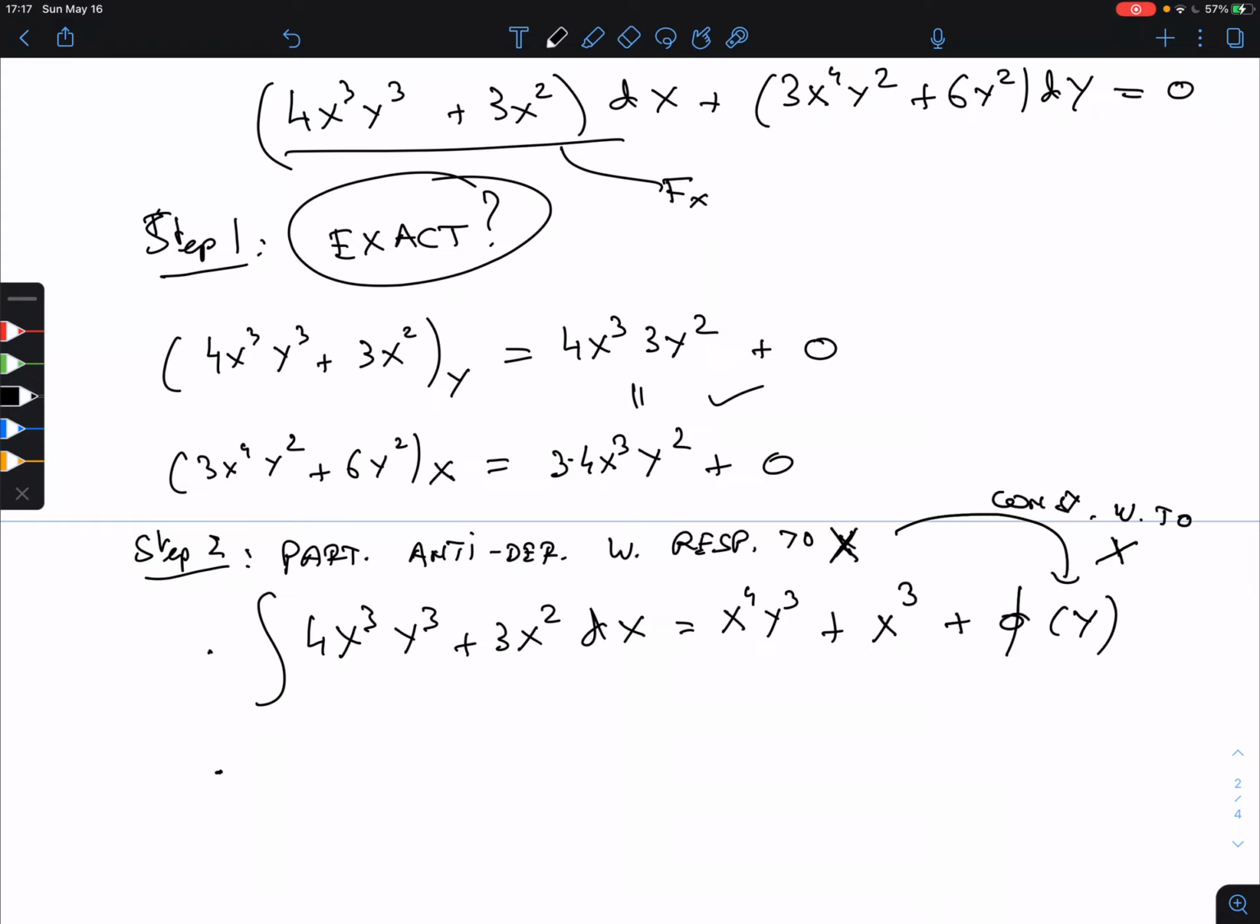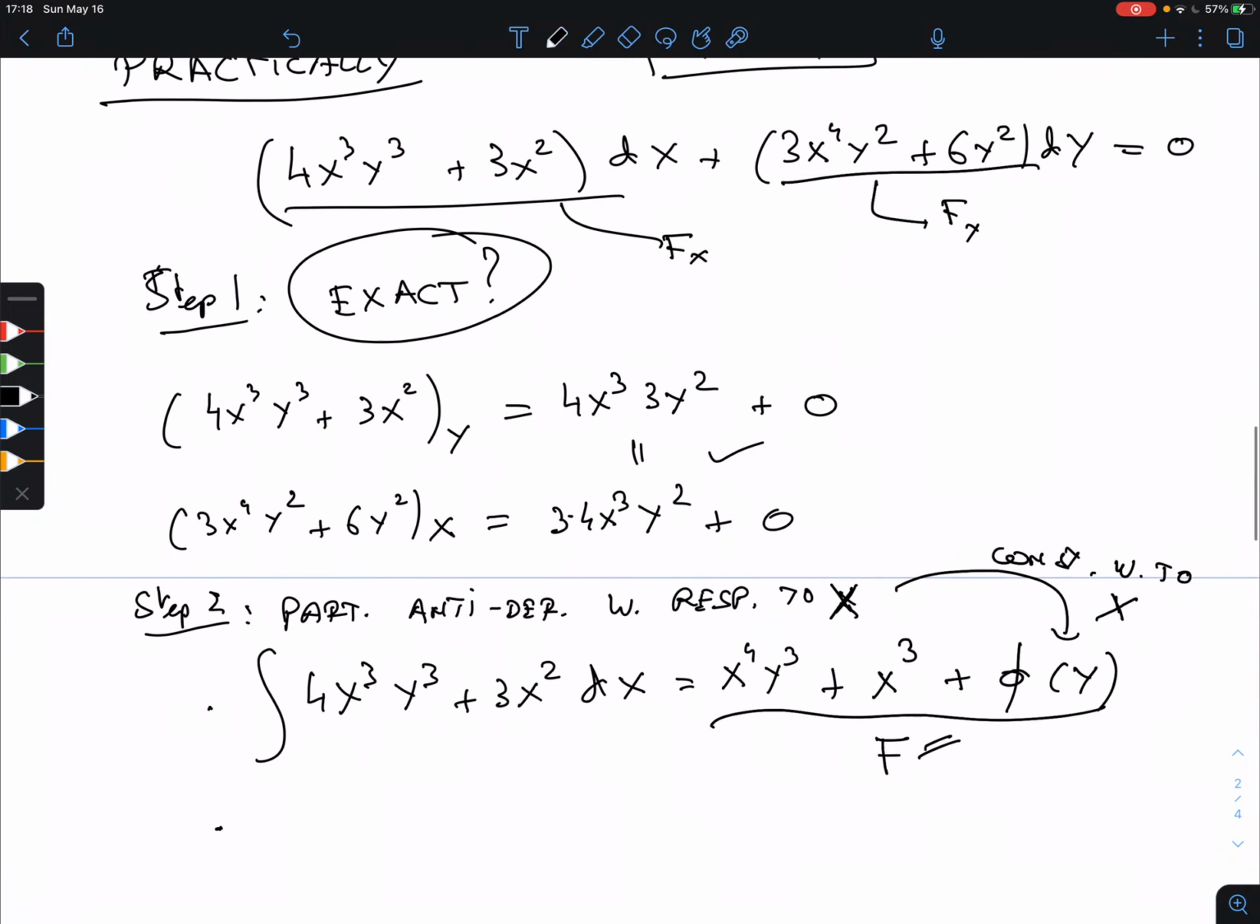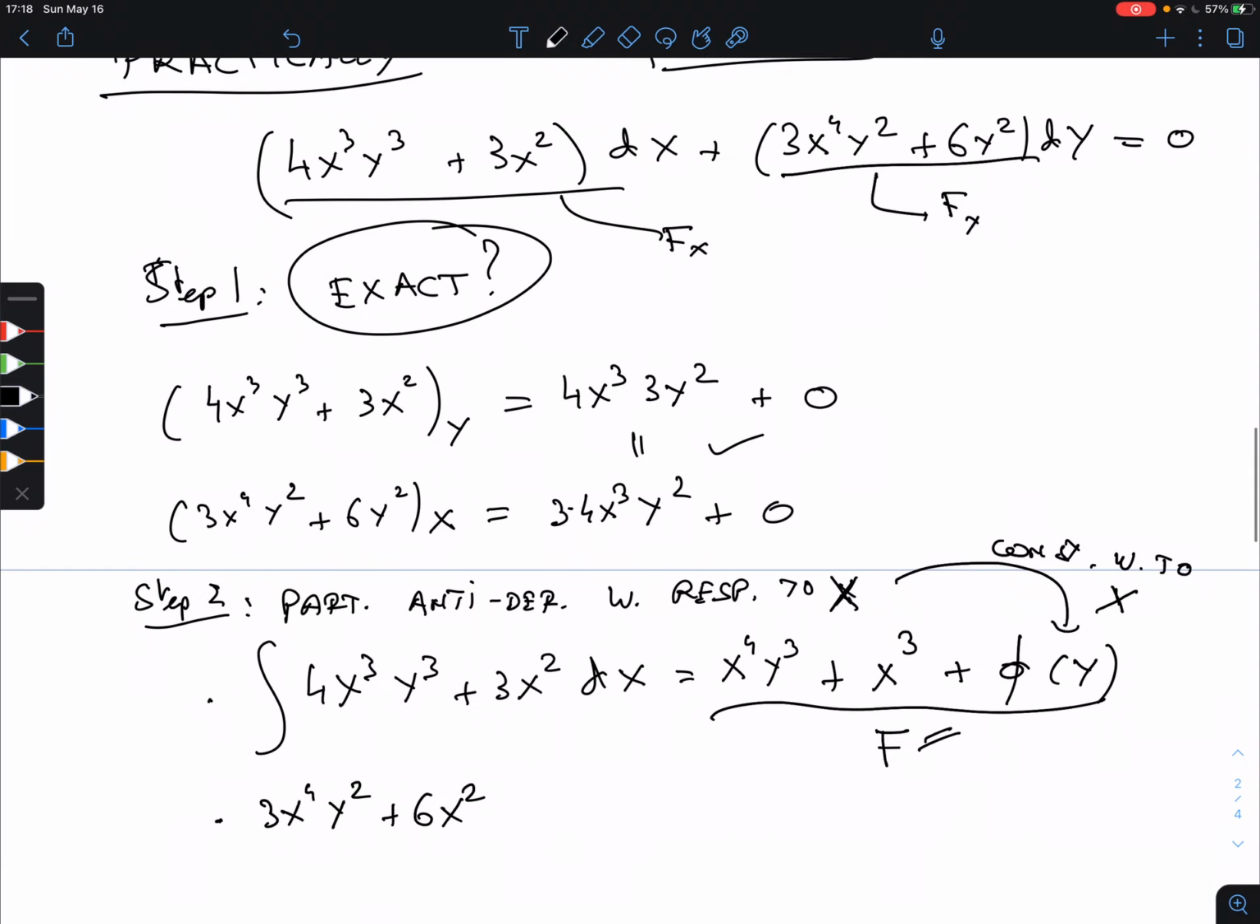The second part we need to do now is, we also know that this is our f now. This is going to be our f, and what we know is that this is going to be f of y. Right? We started from this, we found f by saying the partial of f with respect to x is this. But we also know that the partial of f with respect to y is this. So we haven't used that yet, so we're going to use that now. So we use that 3x to the fourth y squared plus 6y squared.